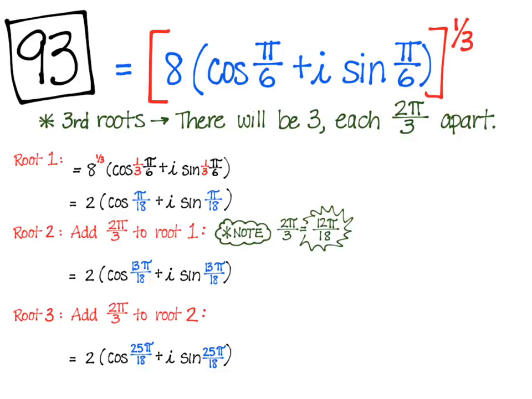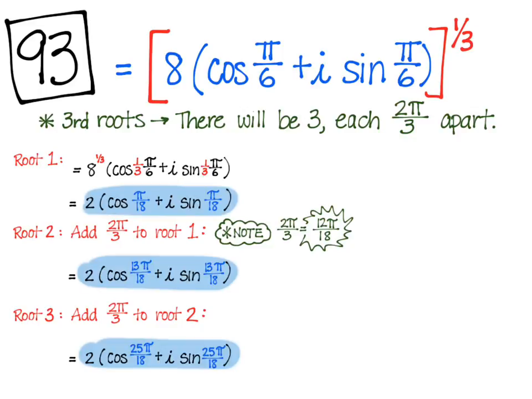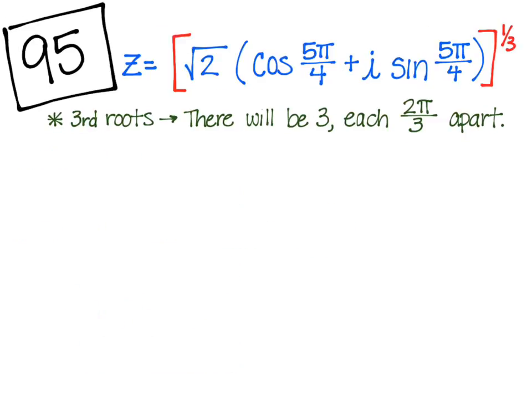Since this is not a known angle, pi over 18, 13 pi over 18, or 25 pi over 18, we would just leave it in its trigonometric form. We don't need to find a decimal approximation for it, and so those are our 3 roots in trigonometric form.